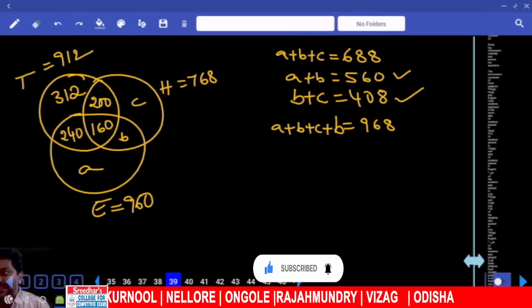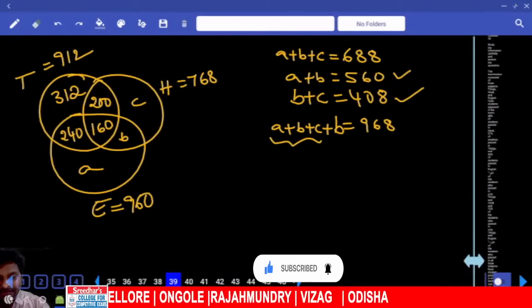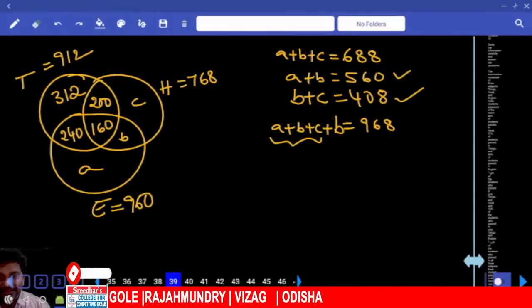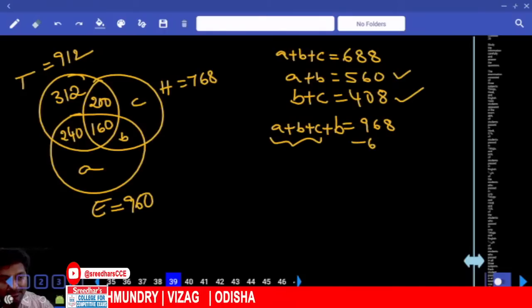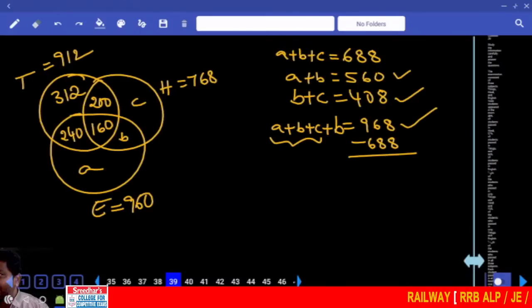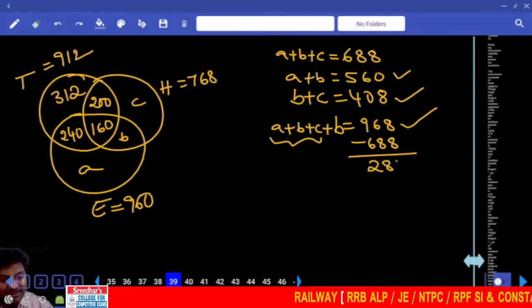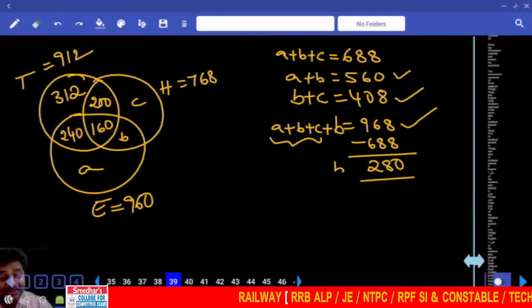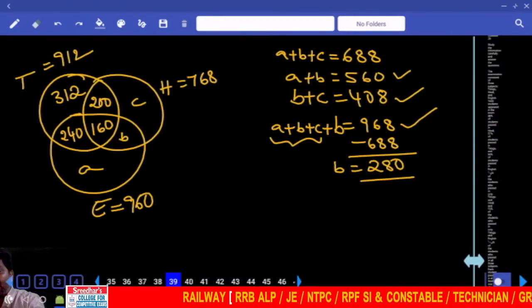That is equal to A plus B plus C plus an extra B, right? You know A plus B plus C is equal to 688. If that goes to the other side, minus 688. Subtract 700, add 12 later. So B is equal to 280.